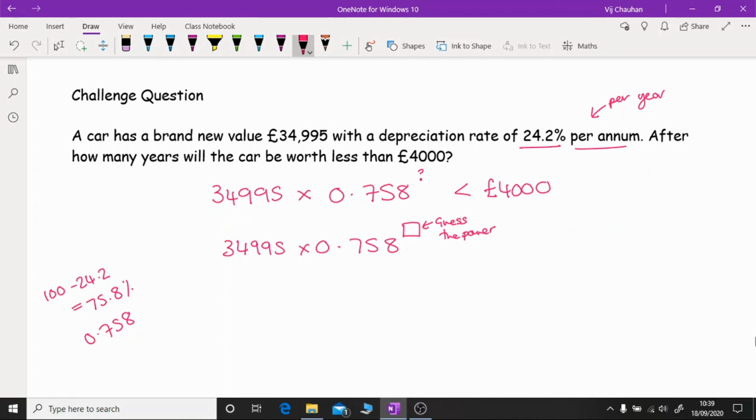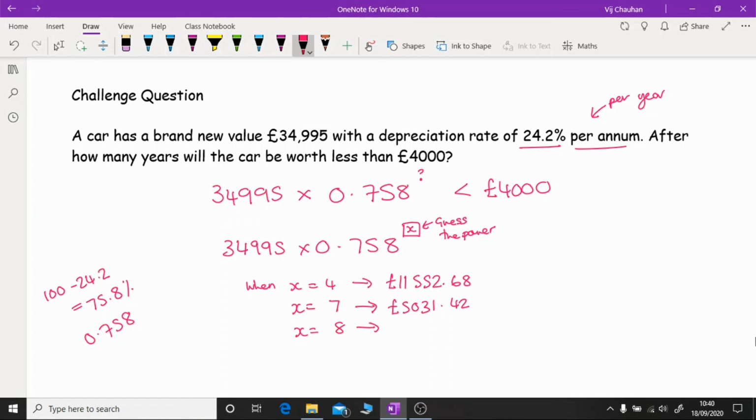0.758 to the power of, now if we just start off with, let's say 4, if I call this x, so when x equals 4, then the value is going to be 11,552.68. So I'm definitely way off. So let's have a look at x equals 7. If we change that 4 to a 7, I get 5,000.42. Definitely getting closer. So let's try the next one, 8 years.